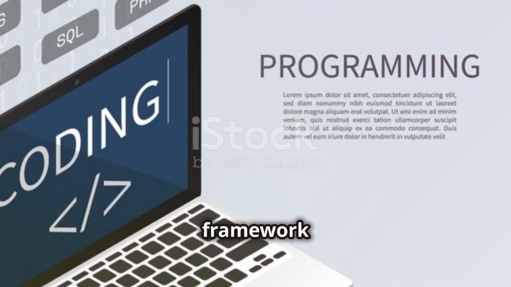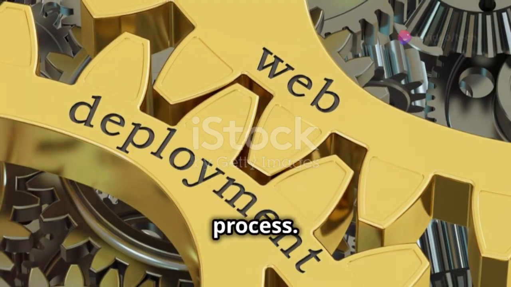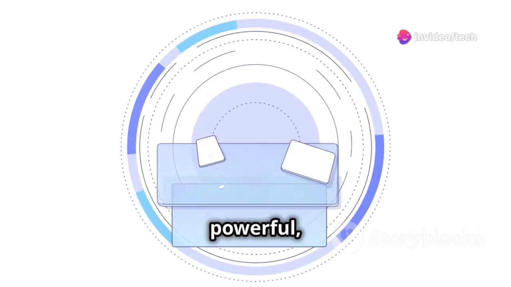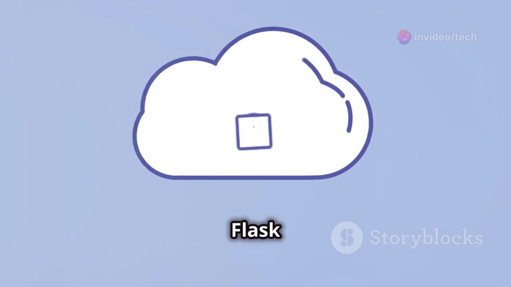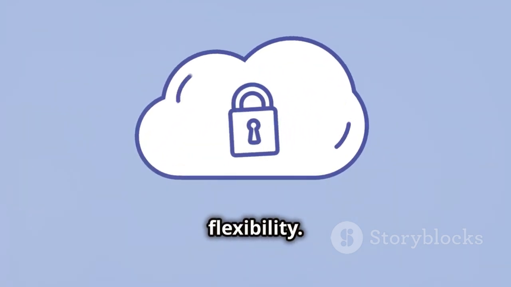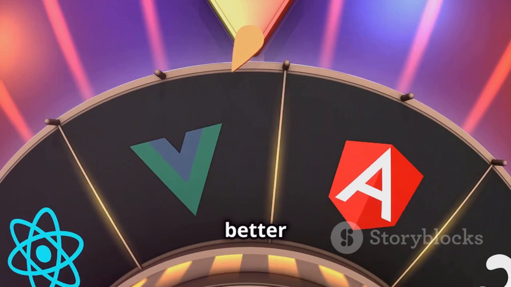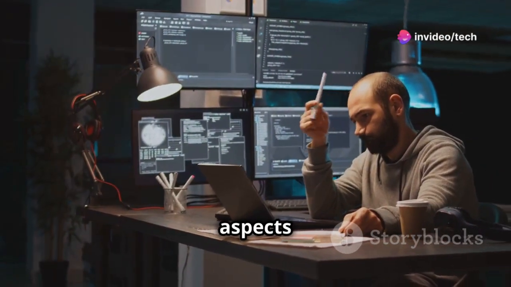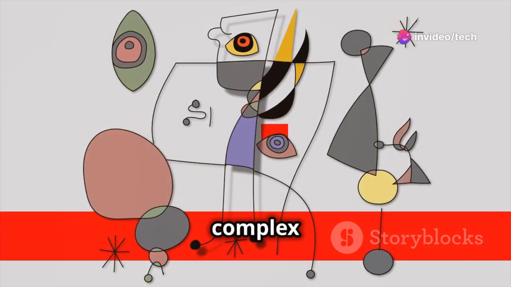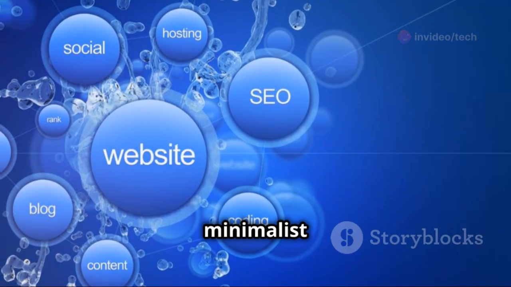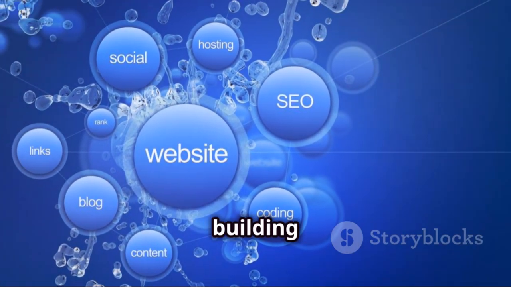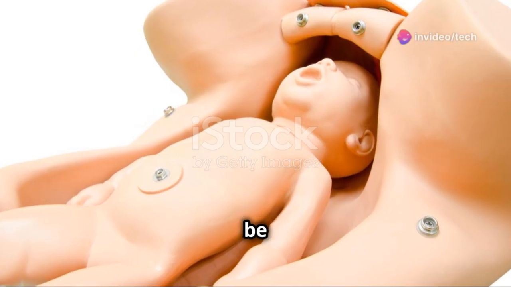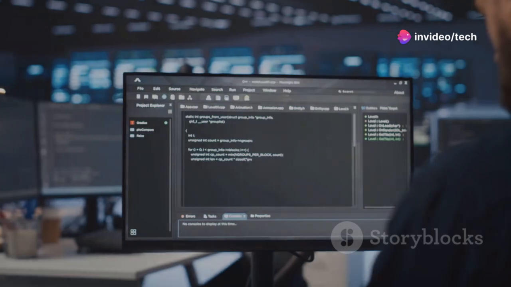Selecting the right web framework is crucial for a smooth deployment process. Two popular choices are Flask and Django. Django is a powerful, full-featured framework, while Flask is known for its simplicity and flexibility. For beginners, Flask is often the better choice. It's easy to learn and set up, allowing you to focus on the core aspects of deployment without getting bogged down by complex configurations. Flask's minimalist approach makes it ideal for building APIs and simple web applications around your machine learning models. We'll be using Flask throughout this guide.